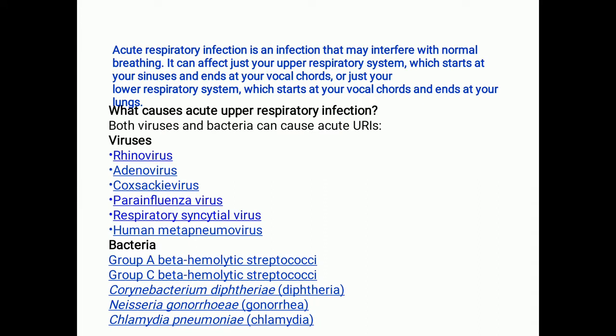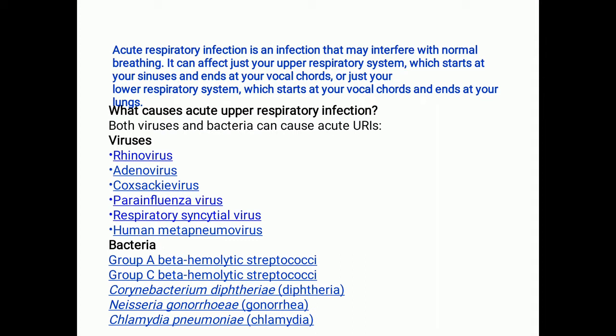Now we are going to discuss acute respiratory tract infection. Acute respiratory tract infection is an infection that may interfere with normal breathing. All respiratory tract infections interfere with breathing, but this one interferes with normal breathing. It can affect just your upper respiratory system, which starts at the sinus and ends at your vocal cord, or just your lower respiratory system, which starts at your vocal cord and ends at your lungs.